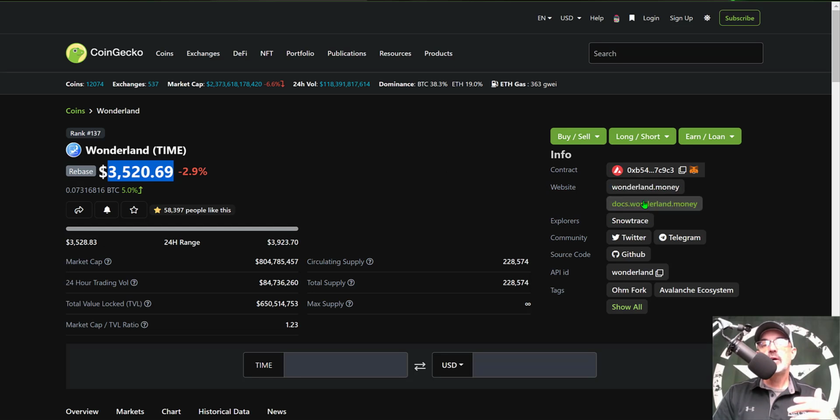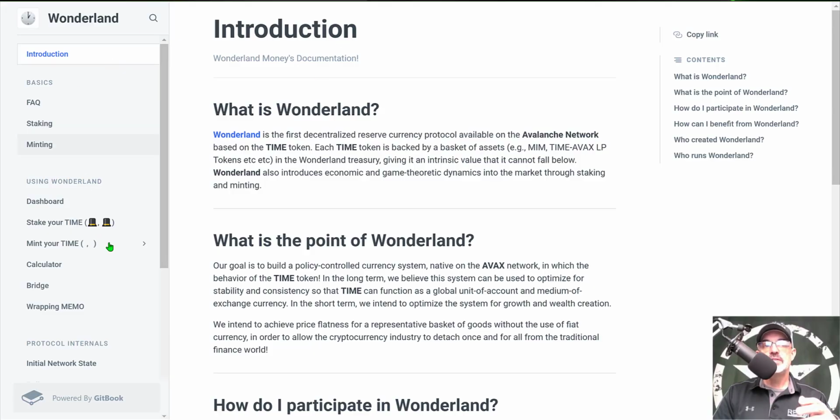And over here on CoinGecko, you can see there's a link to the docs for the Wonderland project. So if I just give that a click, it will take me over to basically all the intel that the project has provided. Now, keep in mind, this is information the project has provided, so you need to take that into consideration when you're reading through these documents. And so we'll begin over here as an introduction.